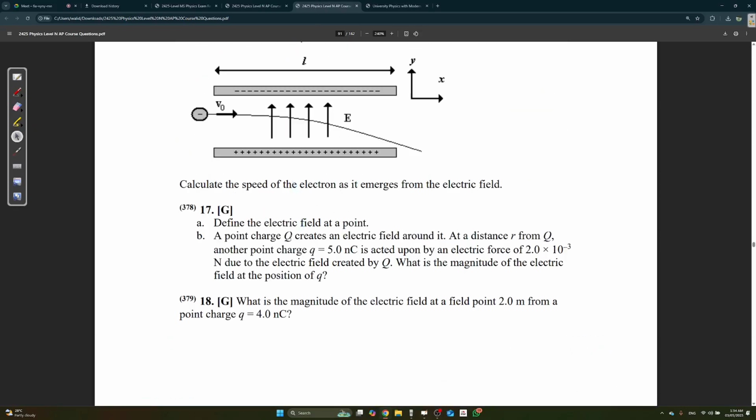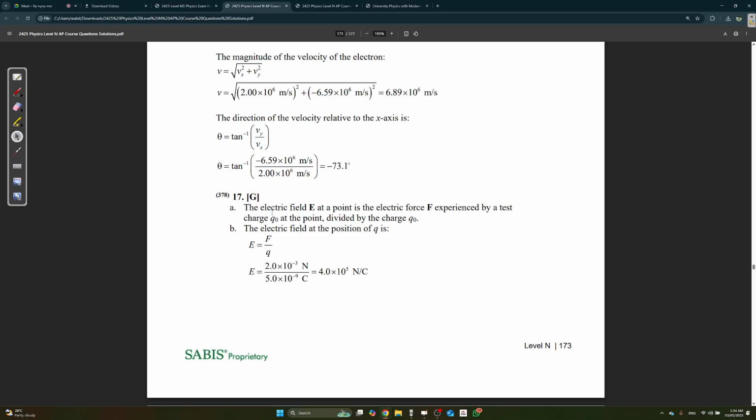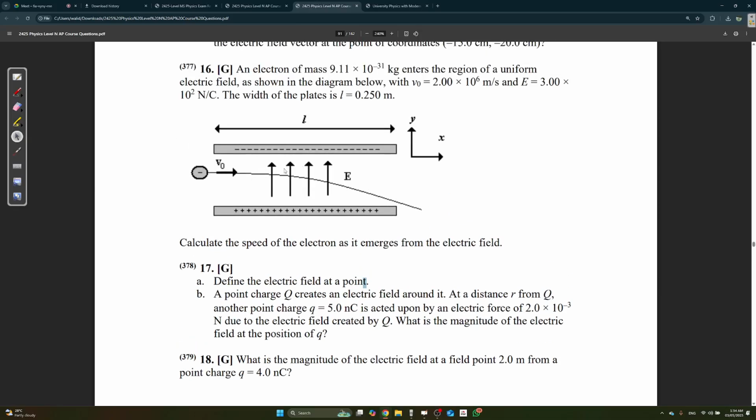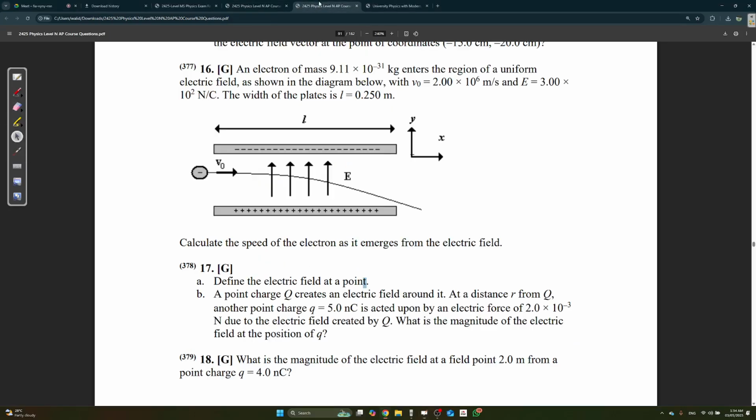Question 17: determine the electric field at any point. Yeah, this is a good question. They want the definition. So the electric field E is the electric force experienced by any charge. It's the field where any charge experiences a force. So the electric field is the electric force experienced by any charge at the point divided by the charge Q naught. So they gave you the formula here, F naught over Q naught. This is actually the second formula.